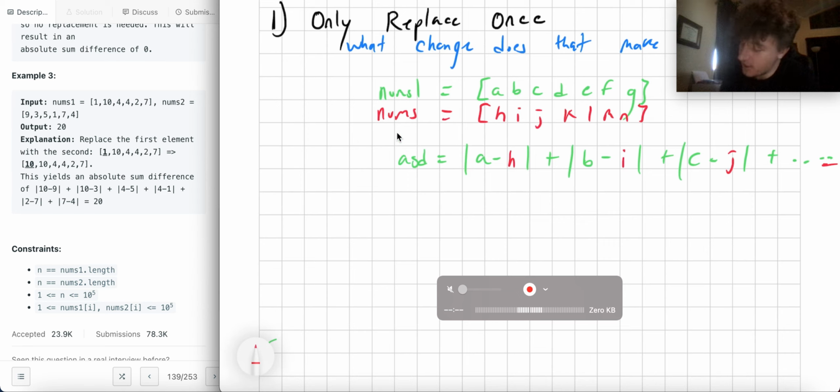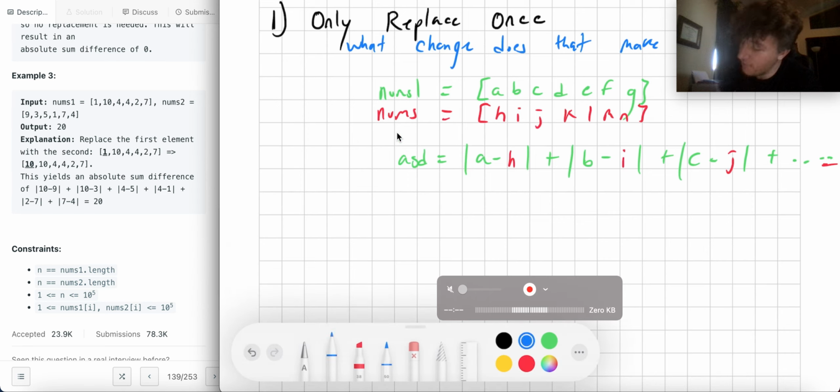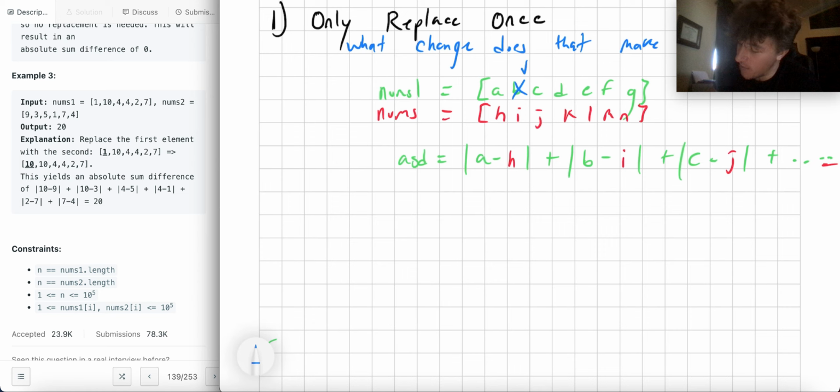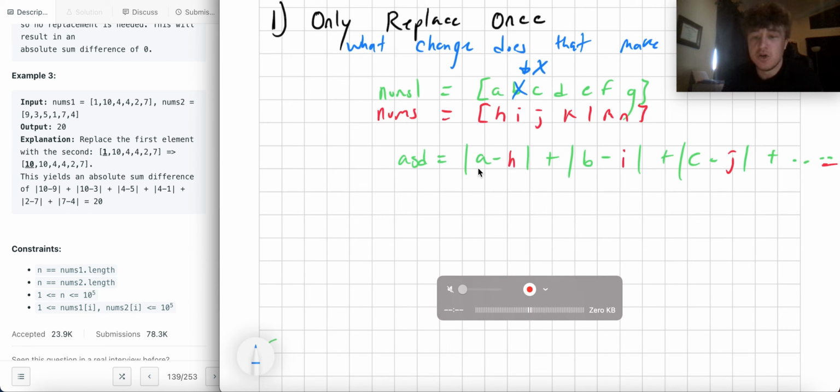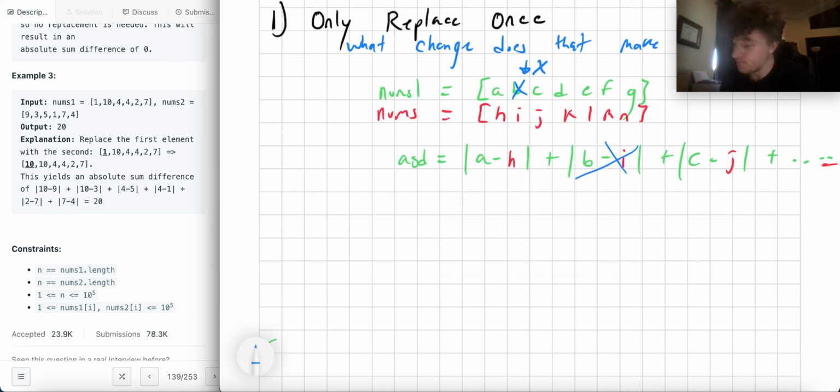Now, if I was to exchange B for something else, for example, if I wanted to make the swap at B, let's call that swap X. If this is the absolute sum difference, A and H are going to stay the same. C and J are going to stay the same. D and K, E and L. Everything else in the ASD, if I pre-calculate this, is going to stay the same. The only thing that's going to change is here.